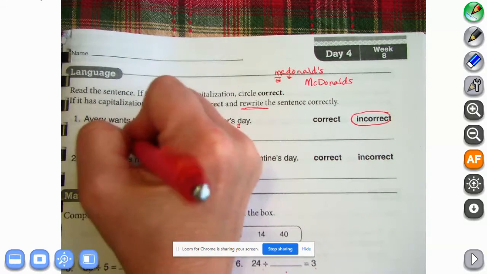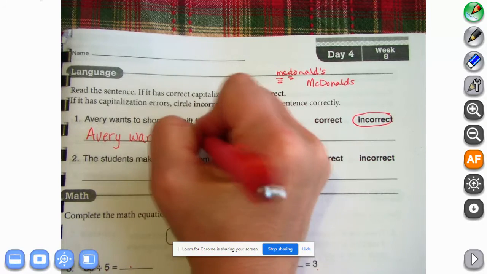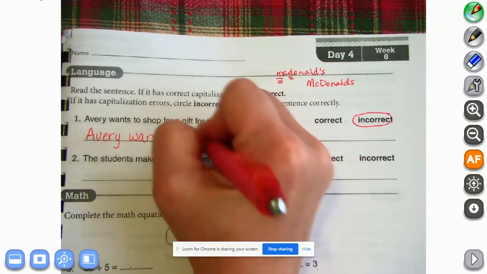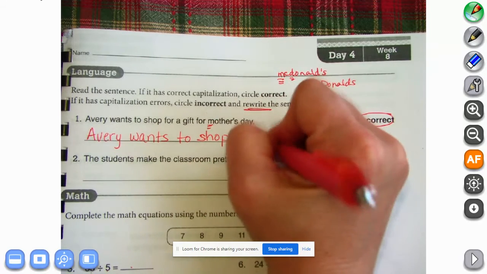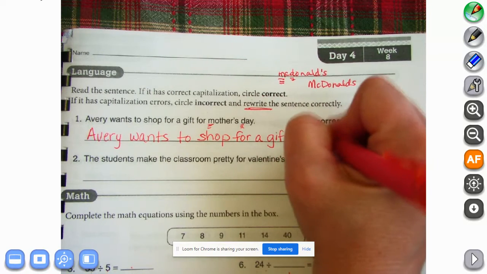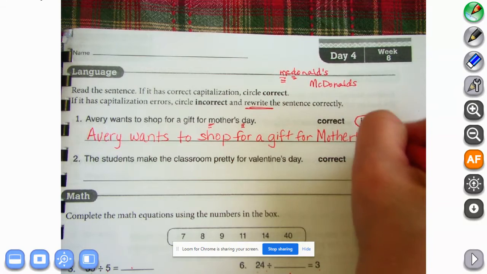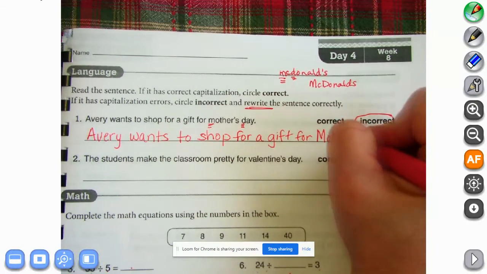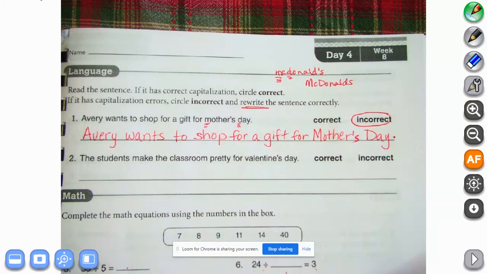Avery wants to shop for a gift for, and then we're going to capitalize Mother's and capitalize Day. Okay, because those are proper nouns. And a period.